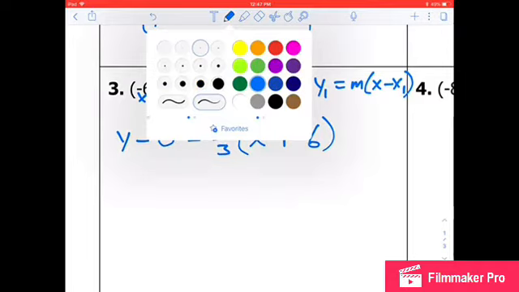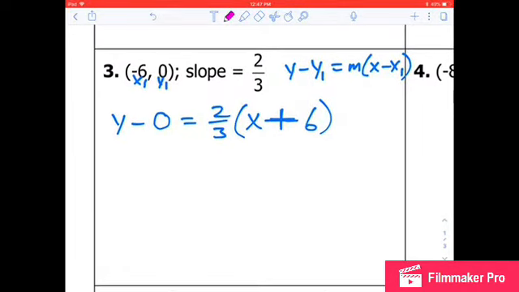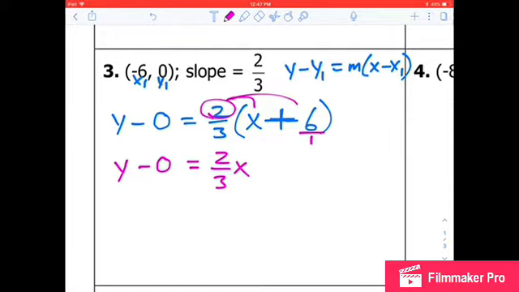So now we can go ahead and distribute again. 2 over 3 times x, 2 over 3 times 6. Y minus 0 basically stays the same. You can just say y, or you can keep the minus 0, either way. Equals 2 over 3 times x is 2 over 3x. And then 2 over 3 times 6, if you aren't sure what that is, put that 6 over 1 and then just multiply the top times the top and the bottom times the bottom. So top times top is 12, bottom times bottom is 3 times 1, which is 3.